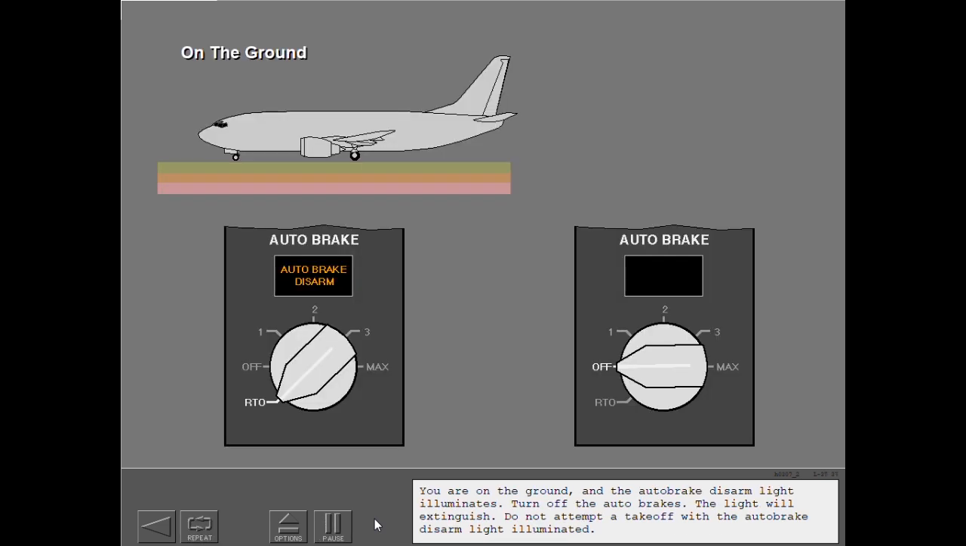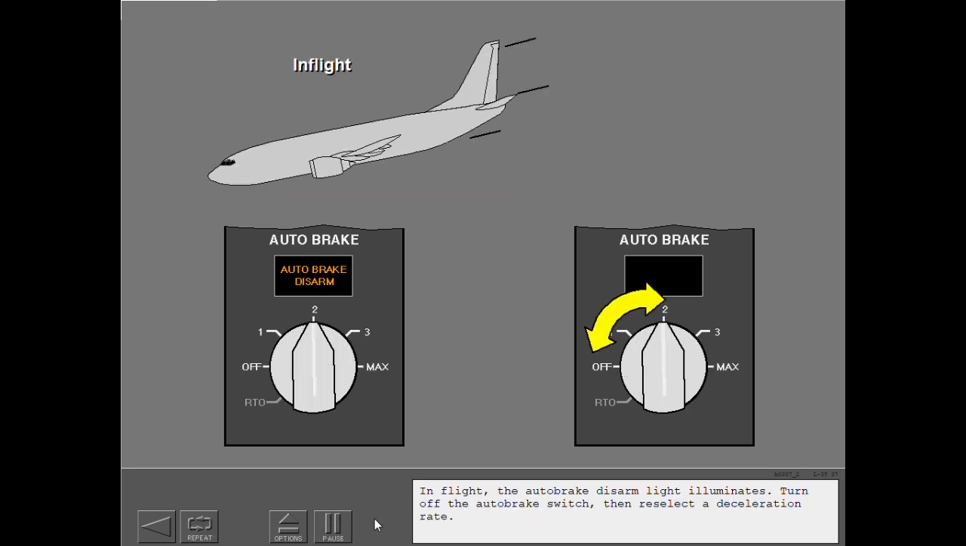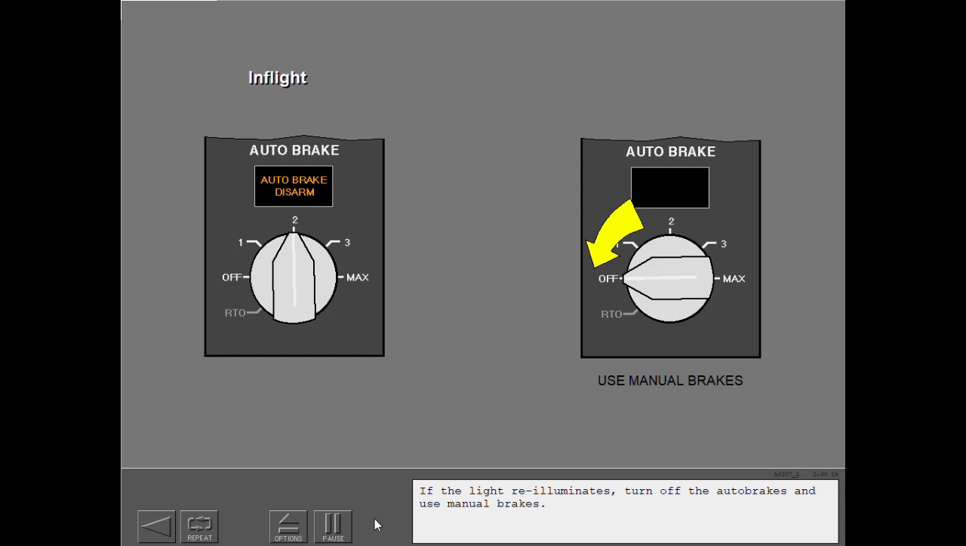You are on the ground and the auto brake disarm light illuminates. Turn off the auto brakes. The light will extinguish. Do not attempt a takeoff with the auto brake disarm light illuminated. In flight, the auto brake disarm light illuminates. Turn off the auto brake switch, then reselect a deceleration rate. If the light re-illuminates, turn off the auto brakes and use manual brakes.